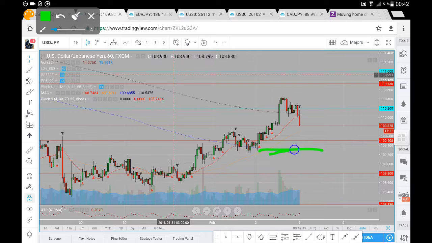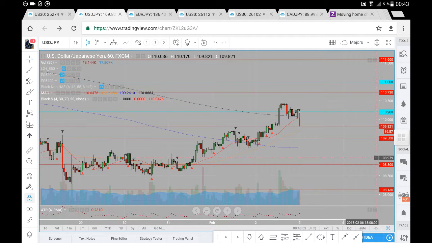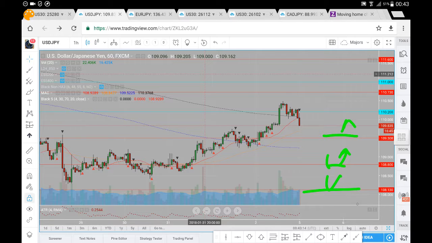If, however, we're not able to hold the 200 period moving average, we are looking for price to head back down towards this major level in around the 108.80, beyond which we're looking at 108.50, and below this 108.50, the very next major level that would come into focus would be in around this 108.13. And again, we're looking for some buy side momentum to come into this market from these major levels. Now, that pretty much wraps up the US dollar Japanese yen on the hourly chart. So let's head over to the higher time frames.